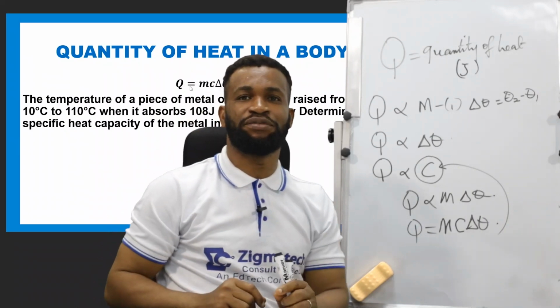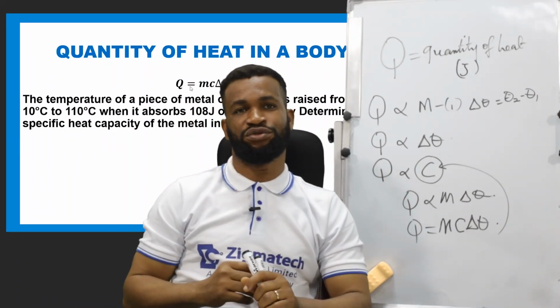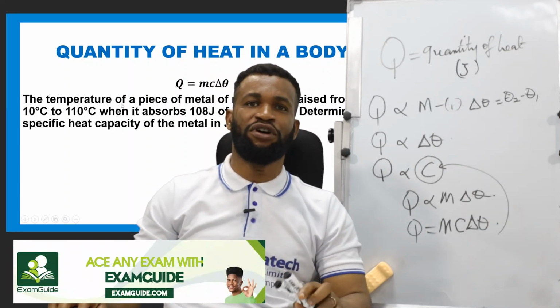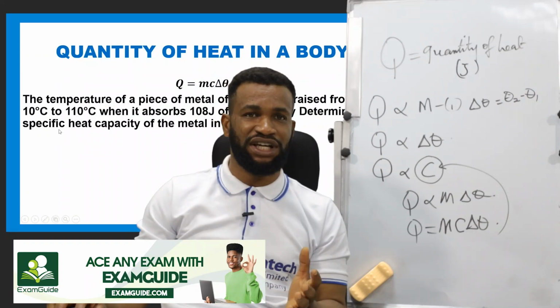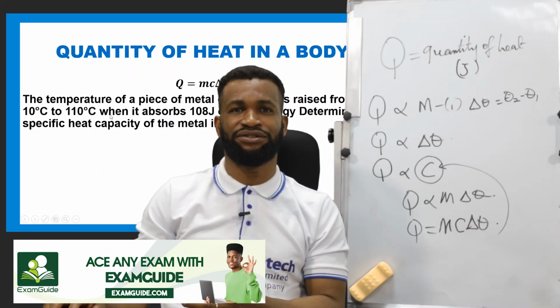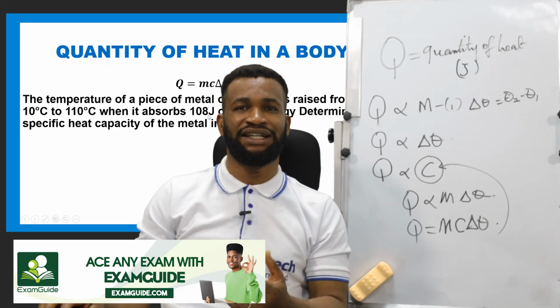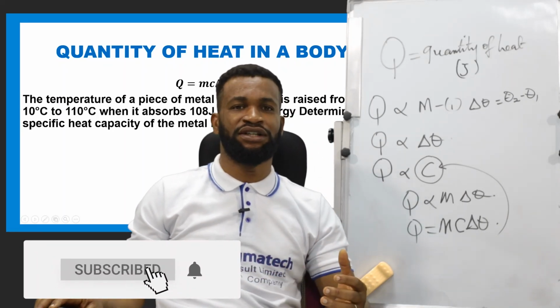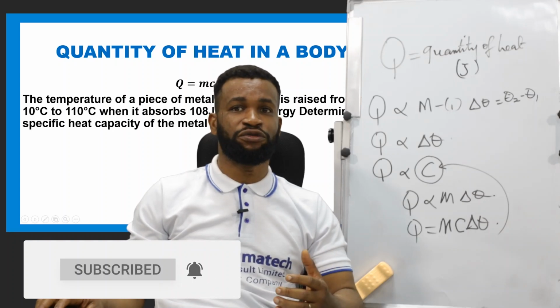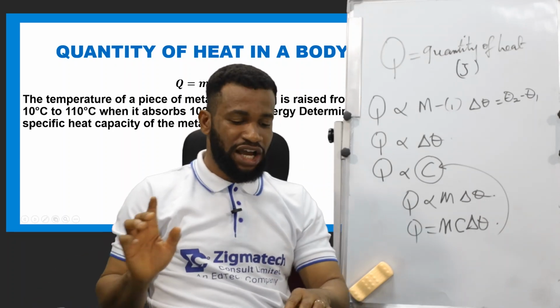And now we have one example there to make up with. We said that the temperature of a piece of metal of mass 9 grams is raised from 10 degrees Celsius to 110 degrees Celsius when it absorbs 108 joules of heat energy. Determine the specific heat capacity of the metal in joules per kilogram per Kelvin.